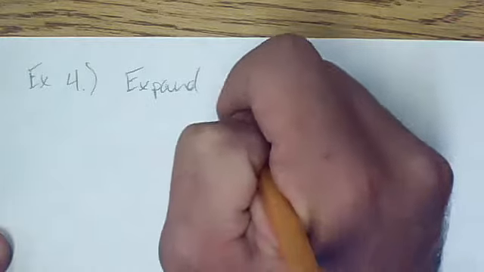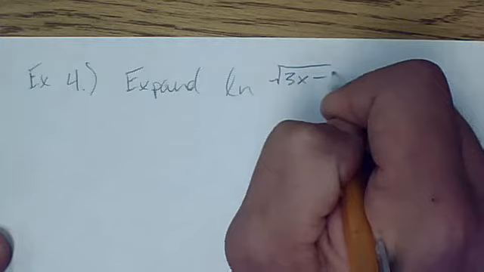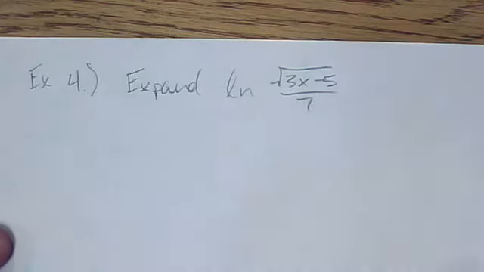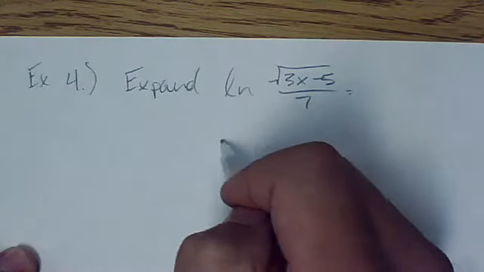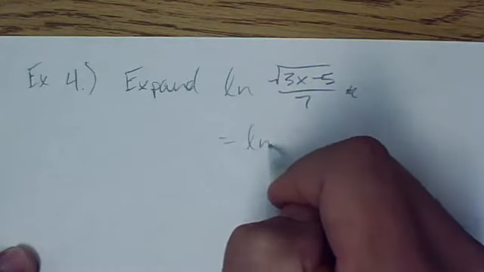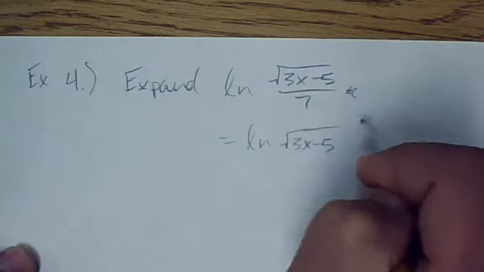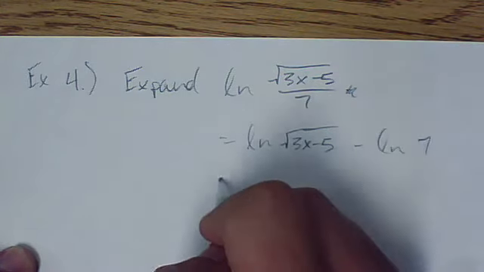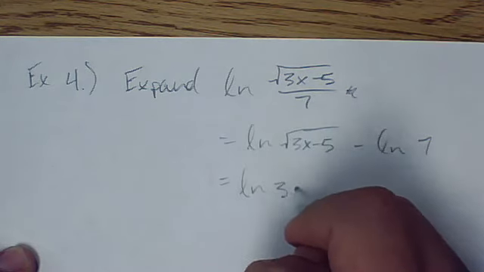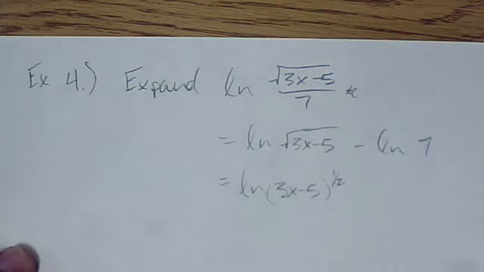Let's expand the natural log of the square root of (3x minus 5) over 7. So we're looking at, actually let's bring it down here, the natural log of the square root of 3x minus 5, minus the natural log of 7. Then we can rewrite that as (3x minus 5) to the 1/2 because it's a square root.